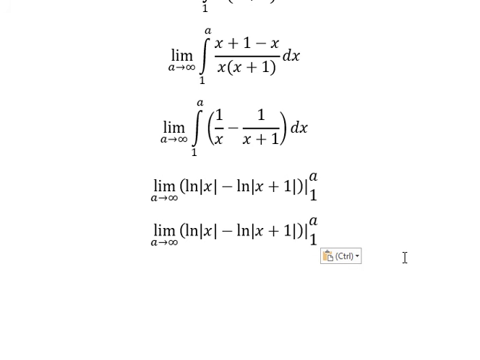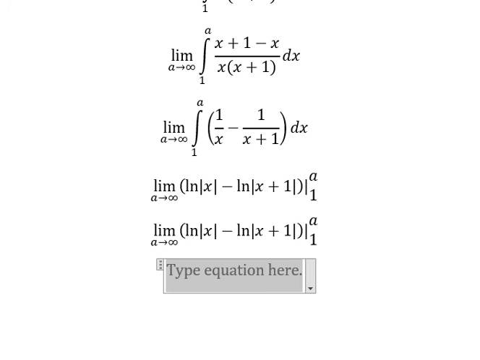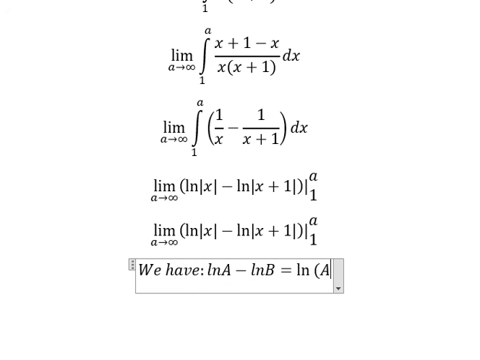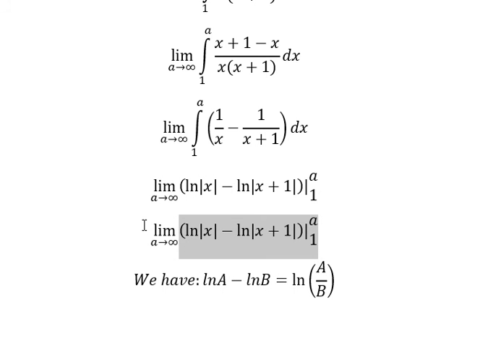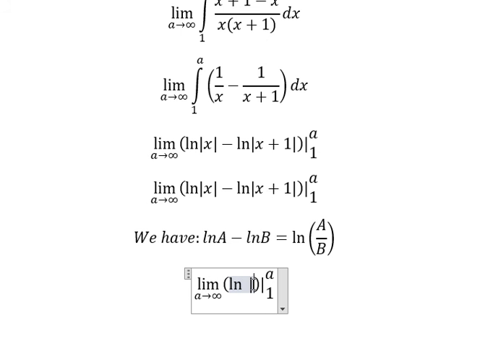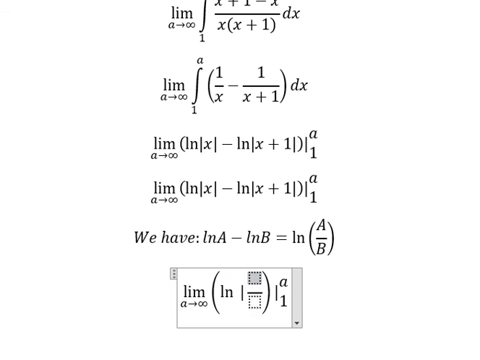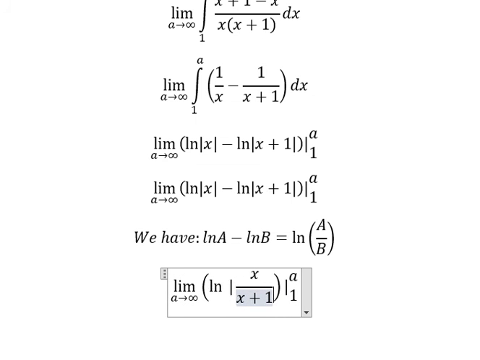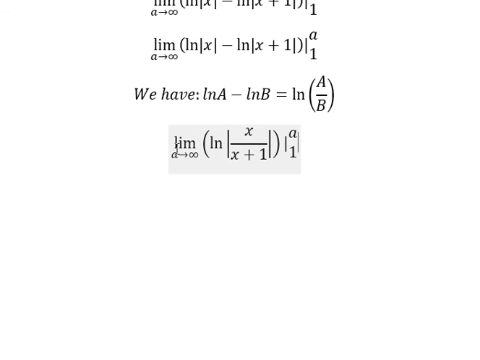For this one, we have the negative side, so we have the formula in here. ln a minus ln b equals ln of a divided by b. So for this one, we can write it as ln of the absolute value of s over s plus 1. And now we have the answer.